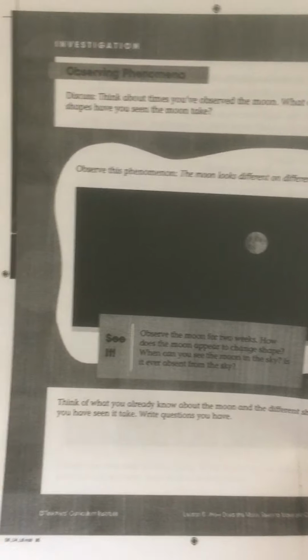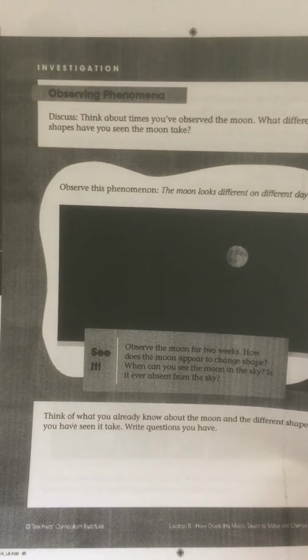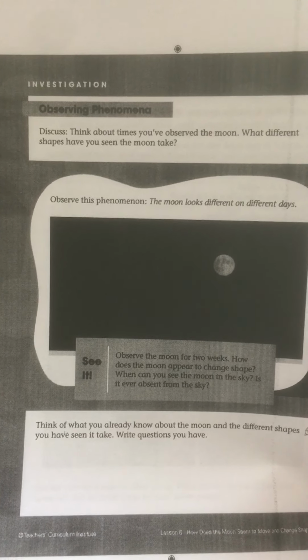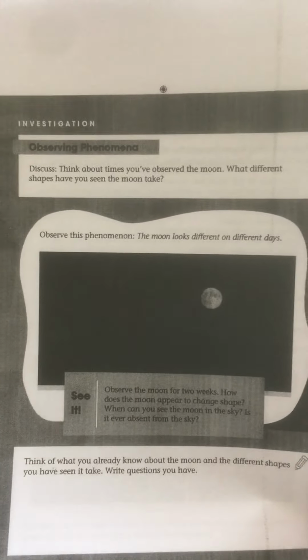Sometimes we can see the full moon. Sometimes we can't see the moon at all. Sometimes there's only a crescent, a little fingernail in the sky. So knowing that the moon changes, it changes shapes, or not, it appears to change.